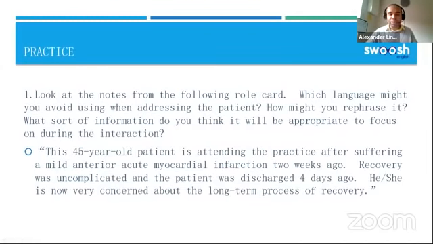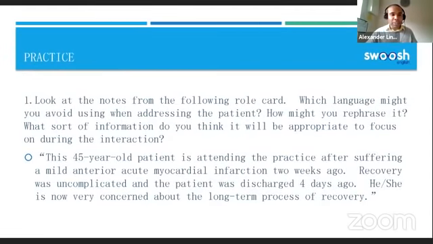Okay, so some responses coming then in relation to this practice activity. Keep your responses coming. I'll be reading them out in just a moment.